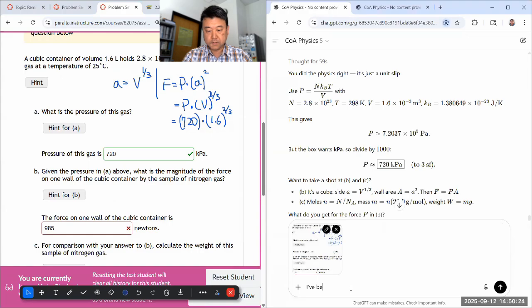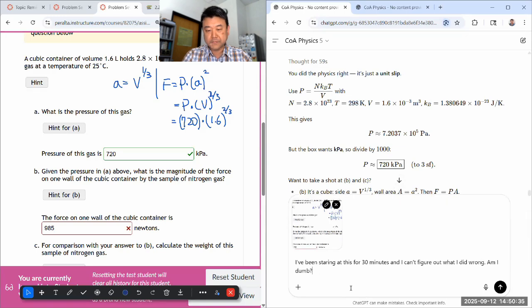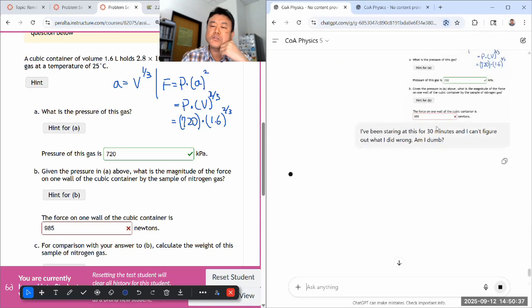I've been staring at this for 30 minutes and I can't figure out what I did wrong. Am I dumb? I don't know if it'll respond to that actually. It'll probably correct, and it's meant to. I might have taken that out of the system instructions about being supportive and all that. Let's see. I might be throwing too many balls at it at once. 2 different mistakes to fix, and emotional support. Let's see which of those balls it catches.